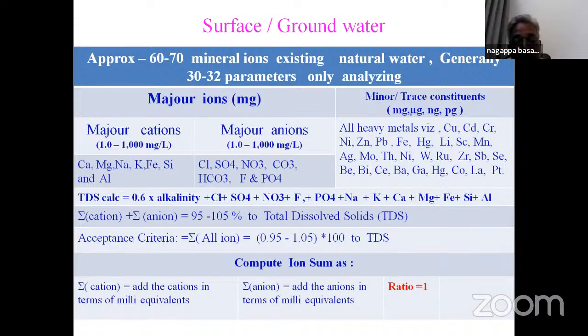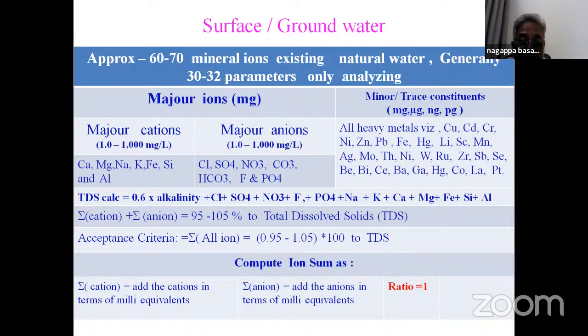Compute ion sum. There are 4 manuals, and they give different equations. I have taken all the equations to verify the reports. The hydrology department has released one equation to accept or reject the reports. Add all the cations and convert into milliequivalents, plus add all the anions, the summation, and convert into milliequivalents. The ratio of cations and anions should be 1.